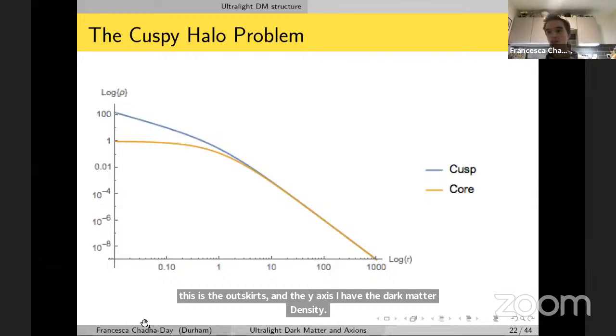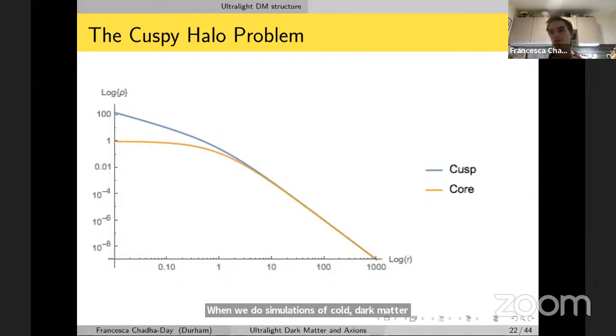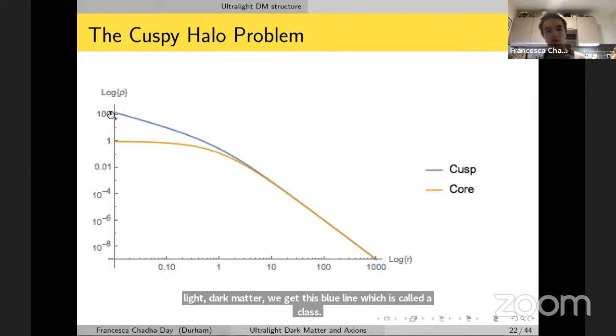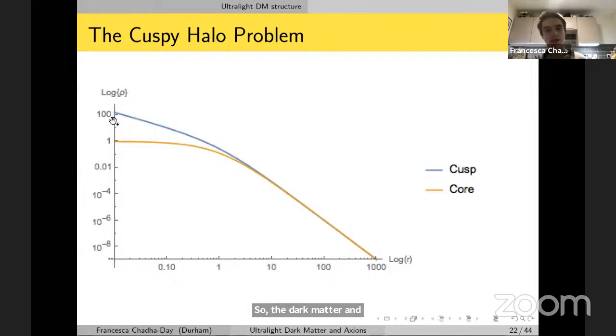When we do simulations of cold dark matter, so not ultralight dark matter, we get this blue line, which is called a cusp. So the dark matter in our simulations, the density just keeps increasing towards the center of the galaxy. But when we do observations of how stars and gas in the galaxy are moving and use this to try to infer the dark matter distribution, we get something more like the yellow line. So it's kind of like a core.